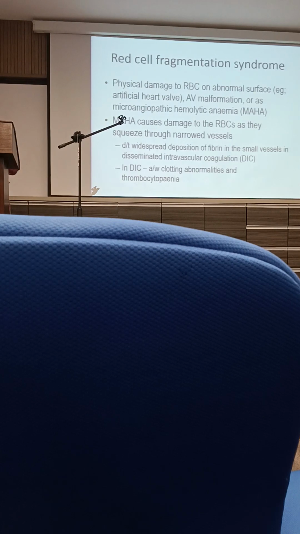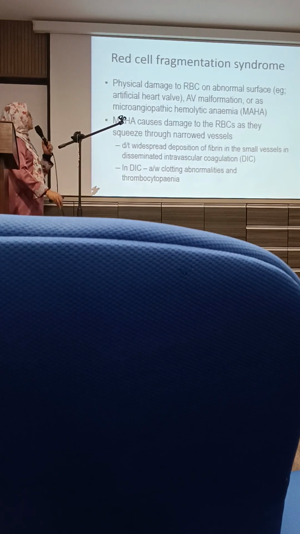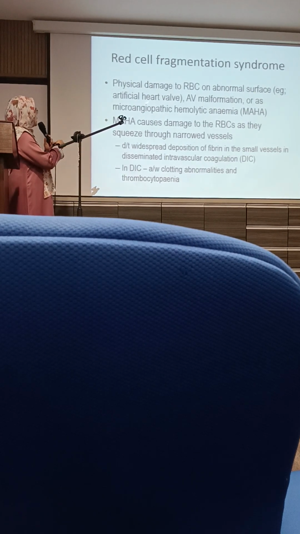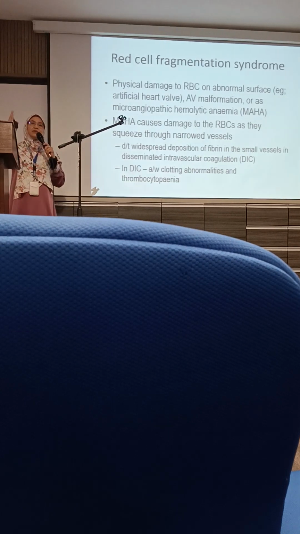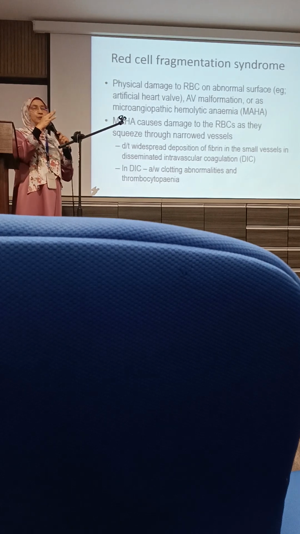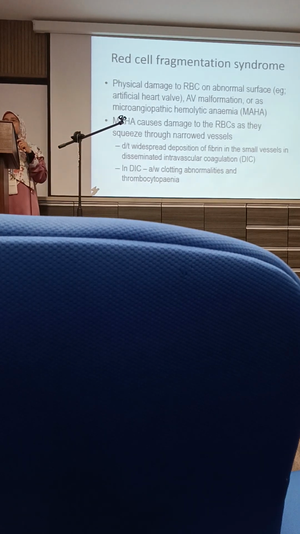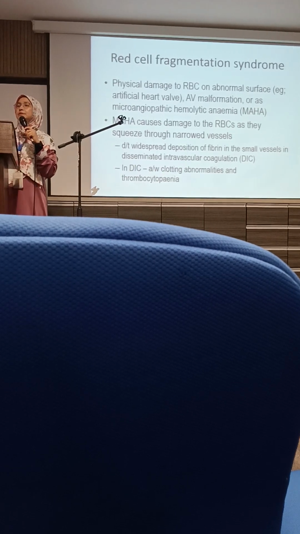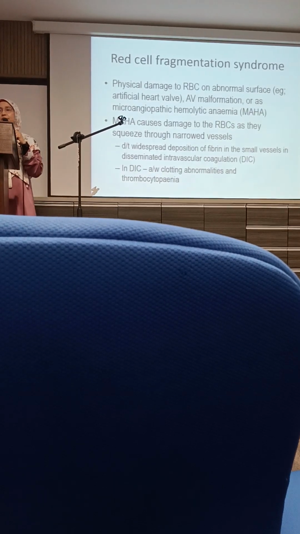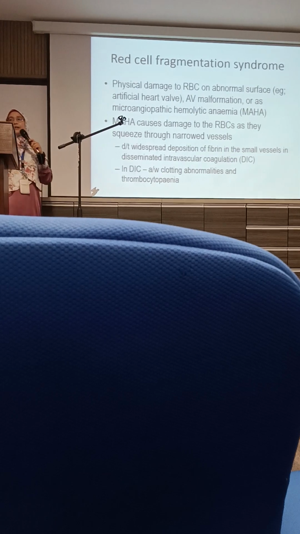Okay. It is a physical damage to the cell on abnormal surface. For example, patient with artificial heart valve. Heart valve kita ni biasanya dia lembut. The artificial one ni dia keras tau. So, that will cause physical damage to the cell. And other causes like AV malformation or microangiopathic hemolytic anemia.